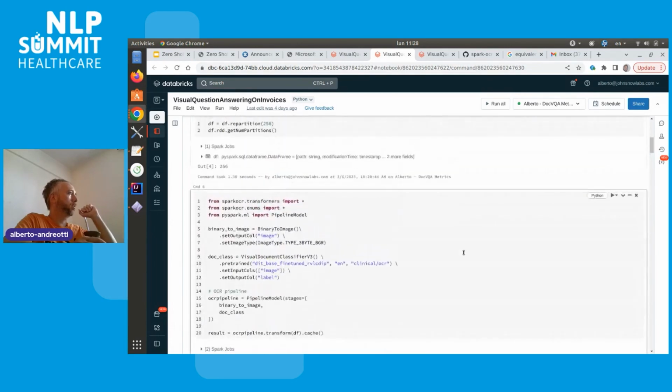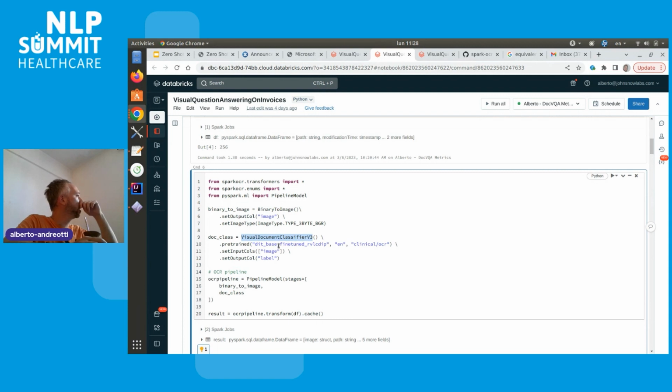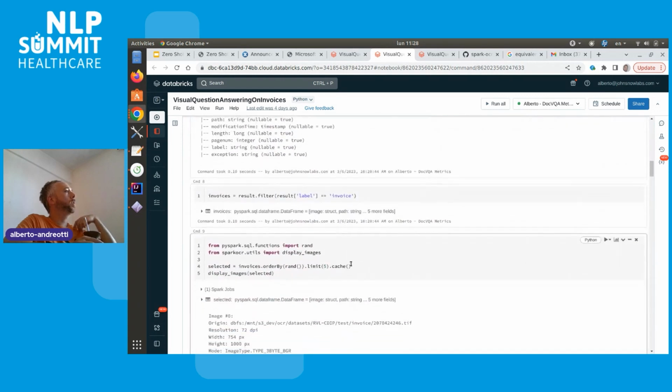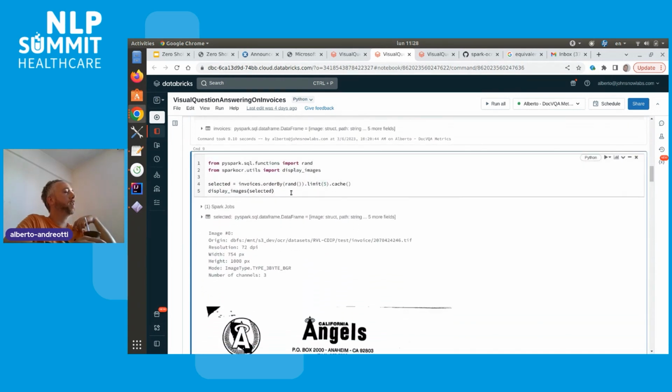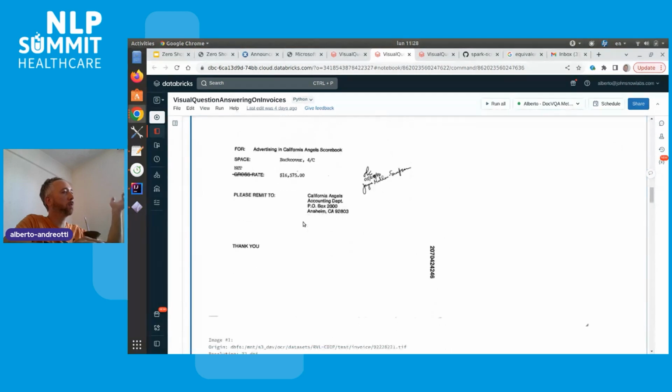Yes, this is what the pipeline looks like. This time we are starting with images, because the dataset comes with images, not PDF. So we do binary to image, and we convert the file into an image. Then we do visual document classifier. Again, we are using a pre-trained model from Visual NLP Models Hub. We build our pipeline here. And what I'm doing here, which you can do yourself, I'm just doing a random sampling from those 40K documents, and then just keeping 5 documents just so we don't make the whole notebook explode for memory reasons.